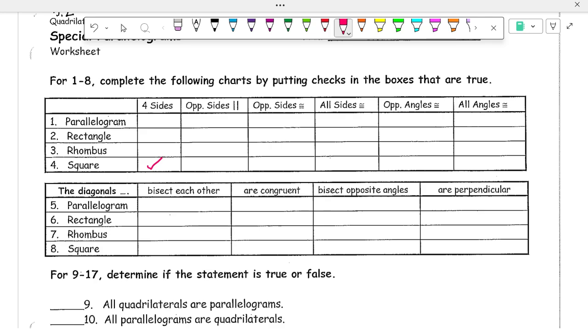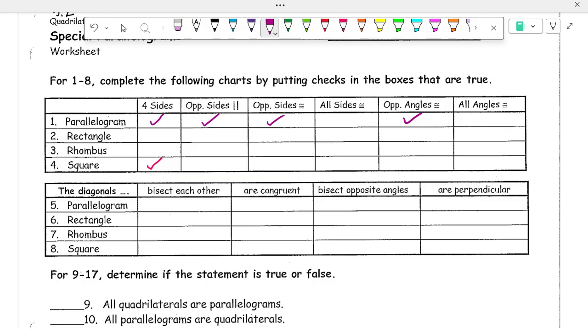All right, so Harris, what's true about the sides of a parallelogram? Just the sides, not the angles. Well, what'd you check off? So there's 4 sides. Are they parallel? Yes. Are the opposite sides congruent? Yes. Are all sides congruent? No, not for a generic. Are opposite angles congruent? Yes. Are all angles congruent? No.